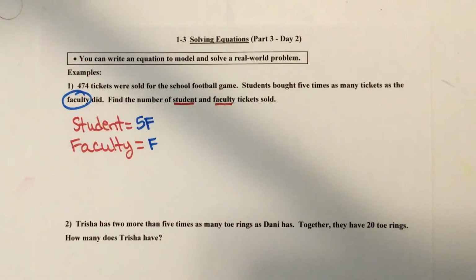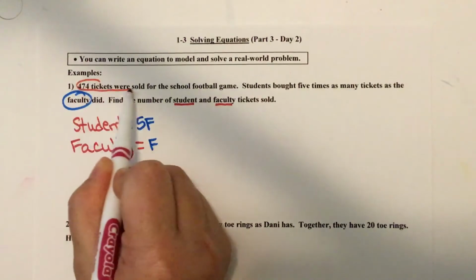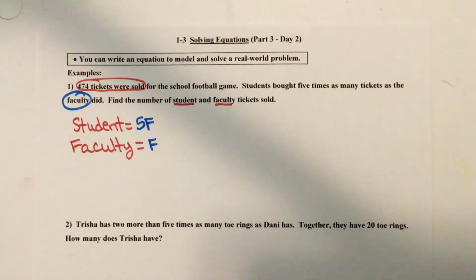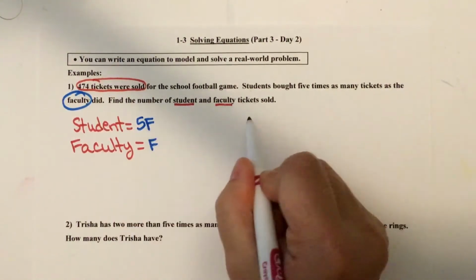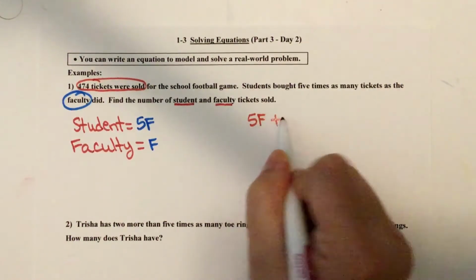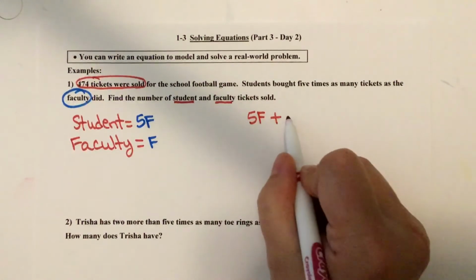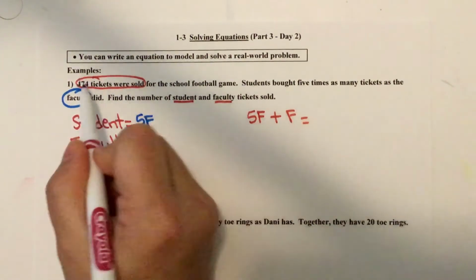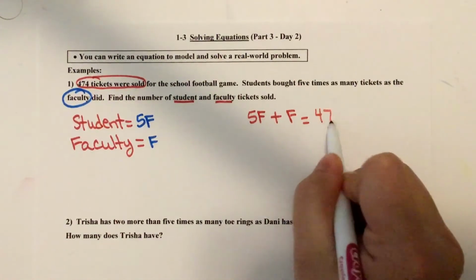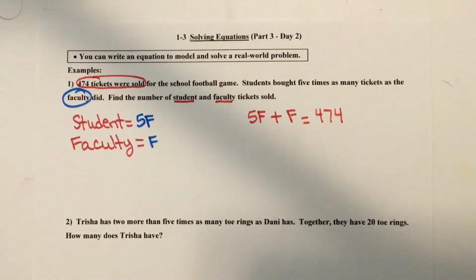Okay, and then we know that 474 tickets were sold total. So you take the number of student tickets that were bought, add it to the number of faculty tickets that were bought, and set it equal to 474 because that's the grand total of how many tickets were sold. So this problem has nothing to do with perimeter. That's why I'm not drawing a rectangle, and that's why I'm not adding up all the sides. So it's just student tickets sold plus faculty tickets sold equaling the grand total.